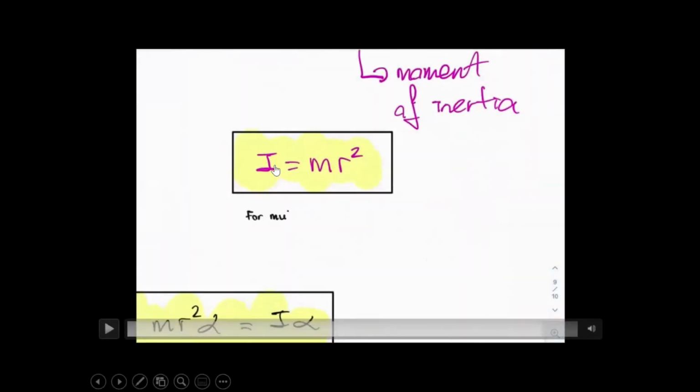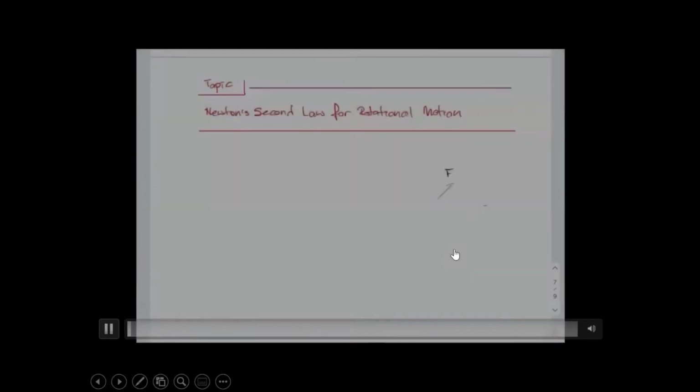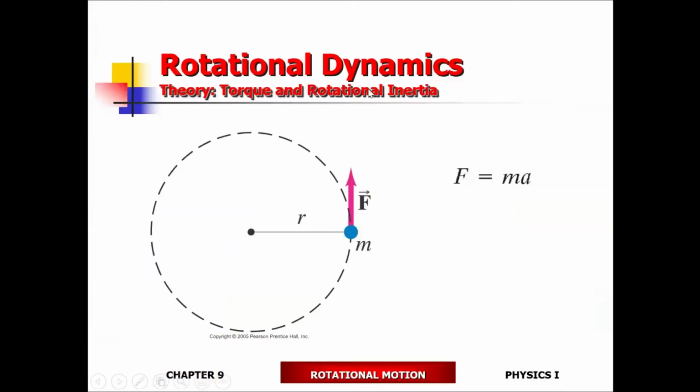Okay, so this moment of inertia that you're looking at, the rotational mass. What if you have multiple masses? What you need to do is, if you've got multiple masses, you have to sum up the masses and the squares of the radial distances with respect to the point of rotation. All right, so what is that supposed to mean? That is something that we will see shortly.